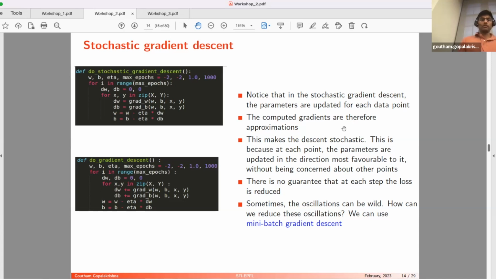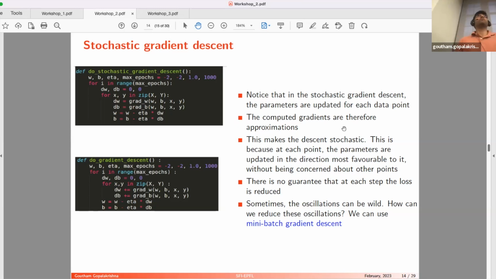This makes the descent stochastic, and that's precisely because the parameters are updated in the direction that is most favorable to it without being concerned about other points. This is why there is no guarantee that at each step the loss function is reduced. It's not going to monotonically reduce. It may oscillate, and sometimes the oscillations can be very wild. So how can we prevent that?